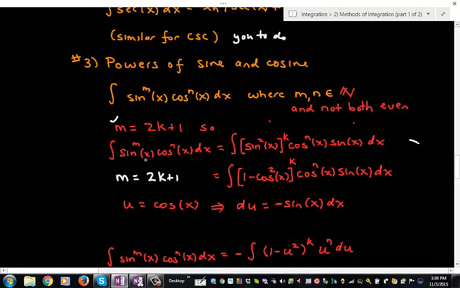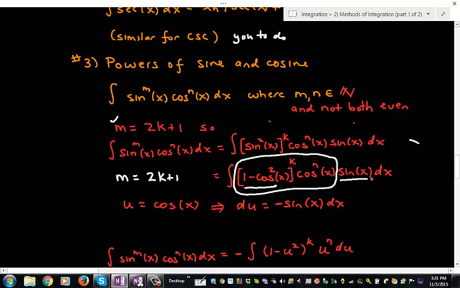And I notice that I can go ahead and rewrite sine to the m as sine to the 2k times sine. And now I'm going to write sine to the 2k as sine squared to the kth power, and I'm going to rewrite sine squared like this. And I notice that this portion of the integrand now only involves powers of cosine.